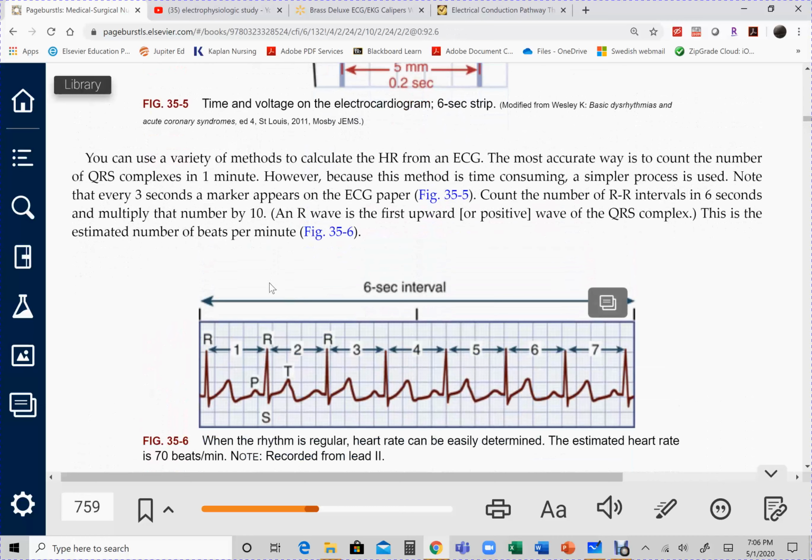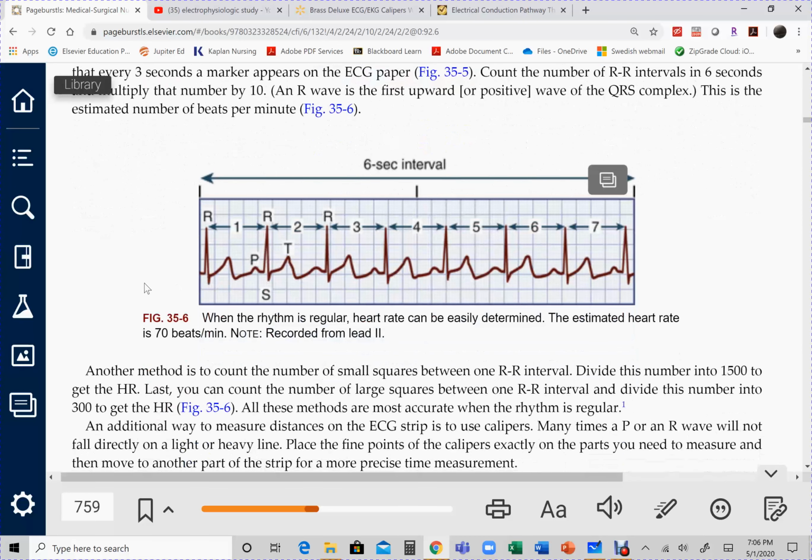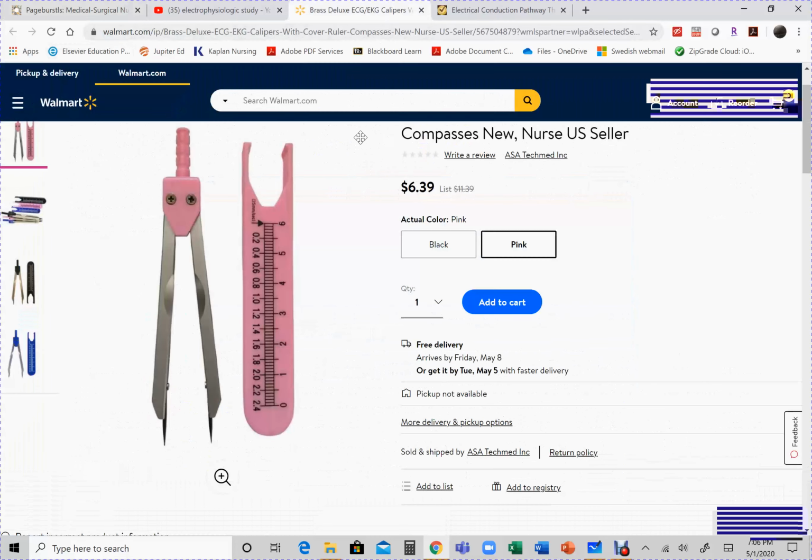By rhythm, I mean the occurrence of the waves and complexes. Okay, look at figure 35-6 for example. We will need a caliper. Our caliper looks like this.